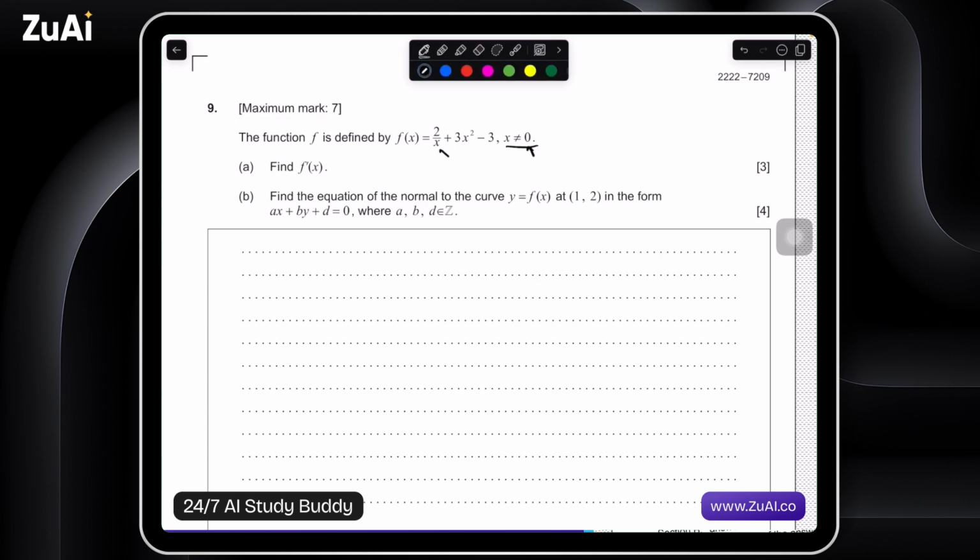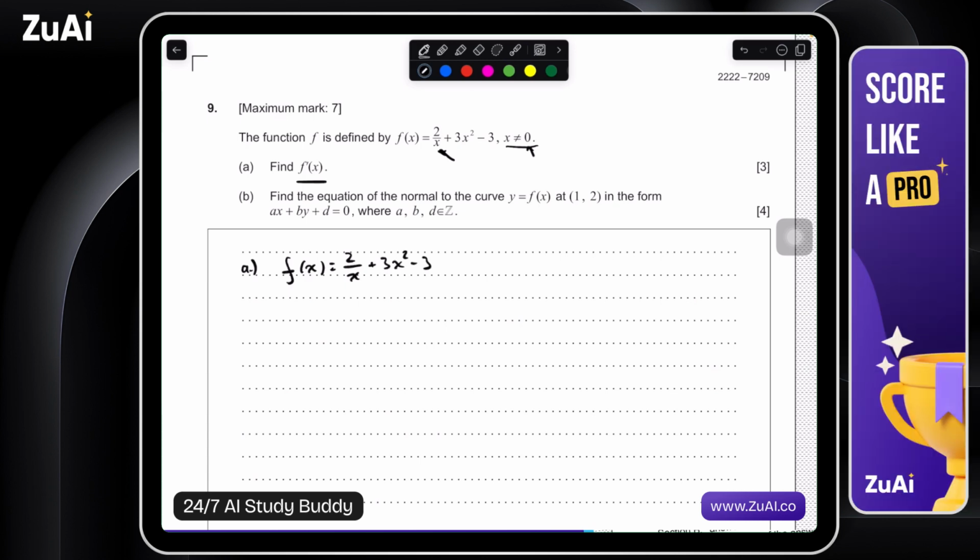Okay, so here's a function and they ask us to find the derivative, f prime of x. Not too bad of a question, pretty common question. A calculus question almost, not always, but straightforward derivatives are possible, but often we have this variable in the denominator, which we have to work with. Alright, so here is part A. f of x is equal to 2 over x plus 3x squared minus 3.